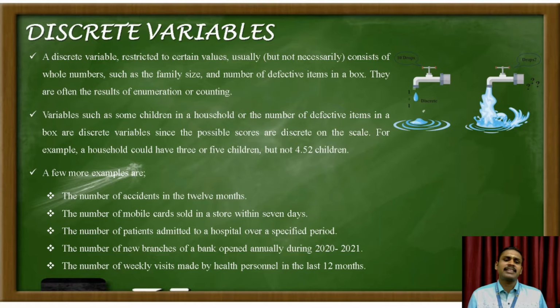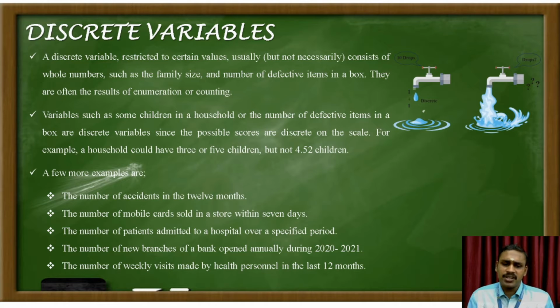A few more examples are like that. The number of accidents in the last 12 months: how many? If someone says there were so many accidents, no, this should not be there. We have to give an exact count; that is called a discrete variable. The number of mobile phones sold in the store within 7 days: how many people are buying mobile phones in your shop? If the shopkeeper says there are a lot, that is not the point of a discrete variable. In a discrete variable, we have to know the exact count of how many phones were sold. That is the count we need for the research.